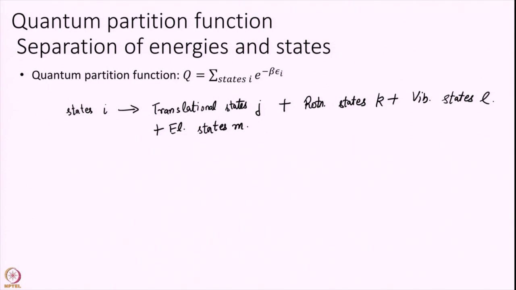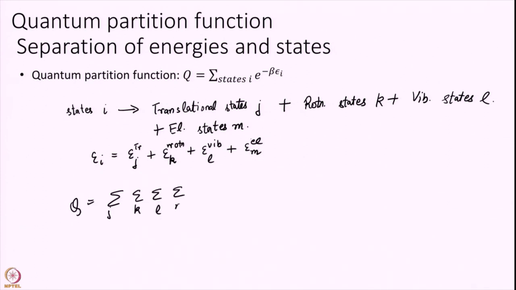Okay, and the energies themselves get separated into translation, rotation, vibration and electronic. So what we do is we divide this summation into the different parts j, k, l, m, and this also we separate, same thing as before. Instead of an integral we have a summation, that is all.